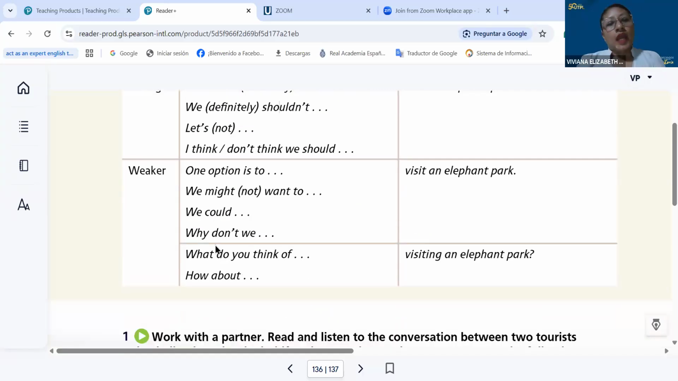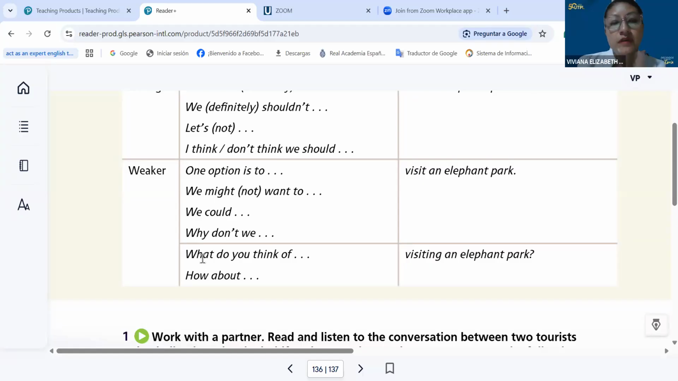Now, to make weaker suggestions, okay? You can use phrases like one option is to visit an elephant park. That's an option. You can take it or not. One option is to visit an elephant park. Another phrase, why don't we? Why don't we visit an elephant park? With the sound of a question. Why don't we visit an elephant park? You can use these phrases.